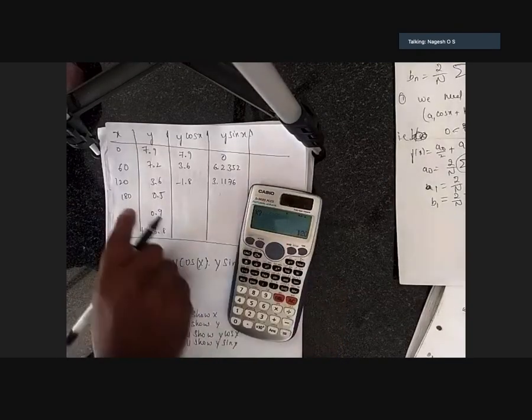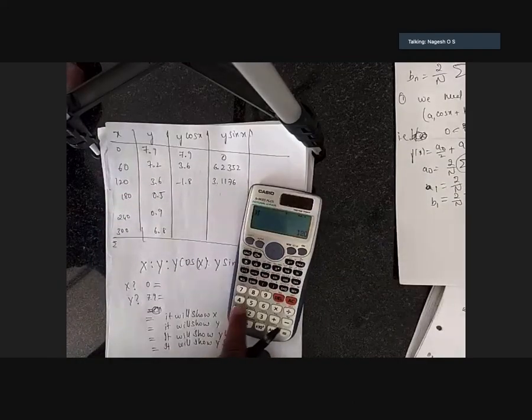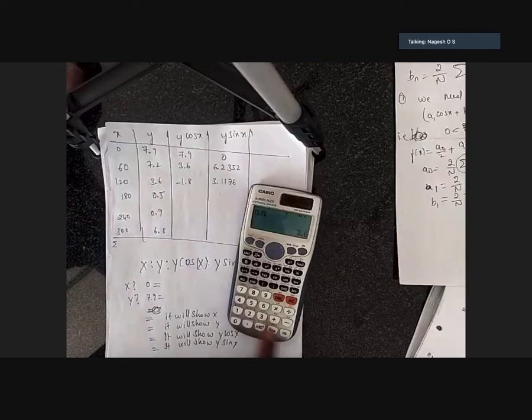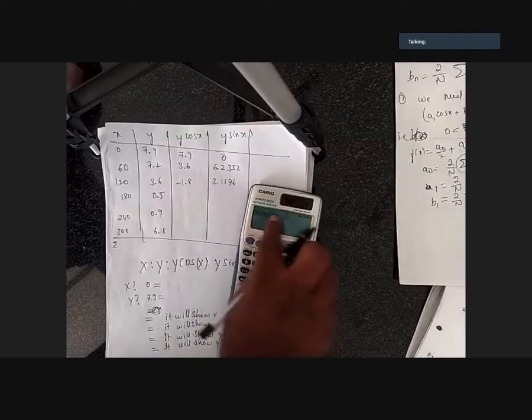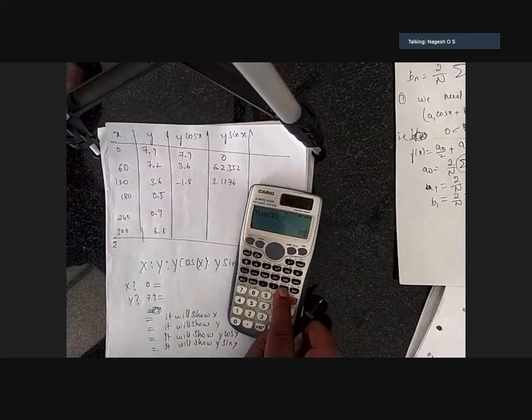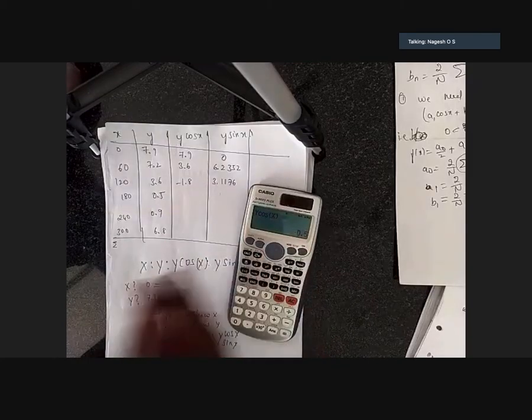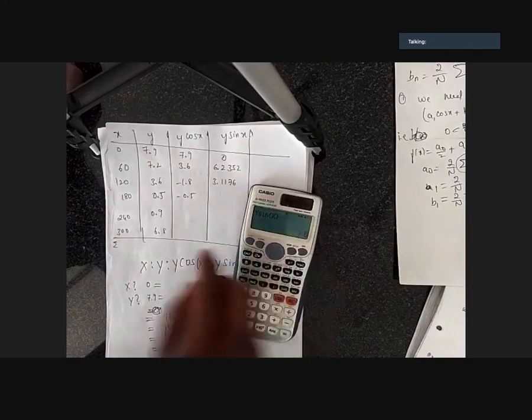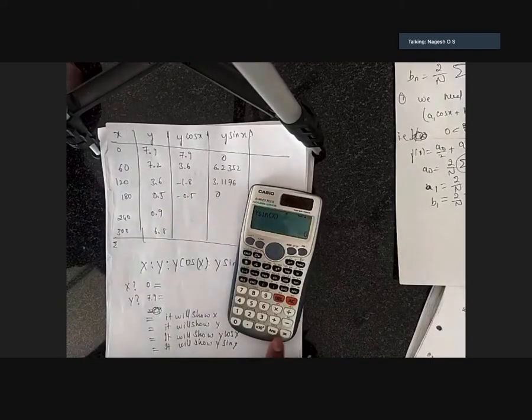Now for the x value, change 120 to 180. Y value 0.5. We need y cos x, that is minus 1 by 2, that is minus 0.5. Y sin x, that is 0.